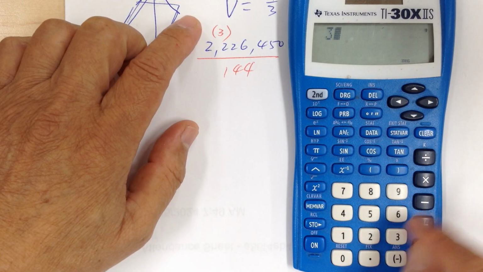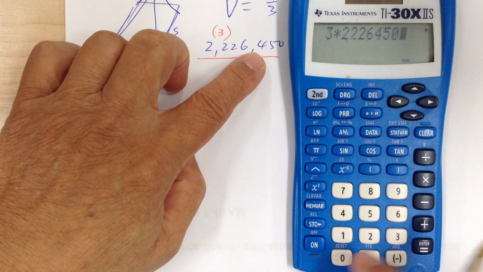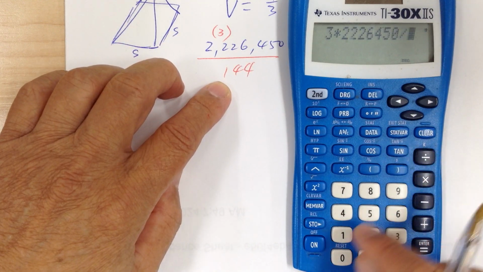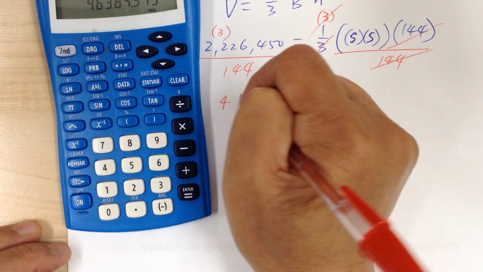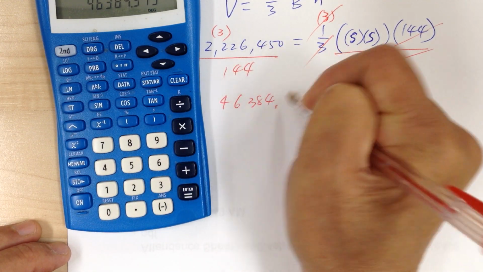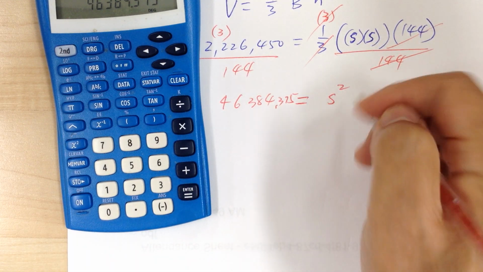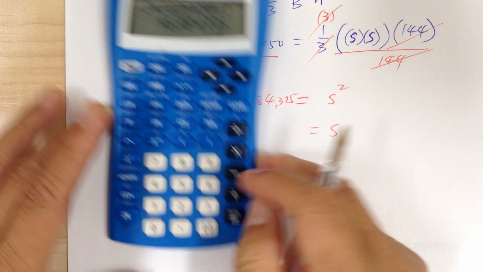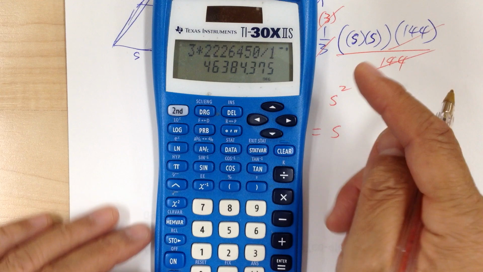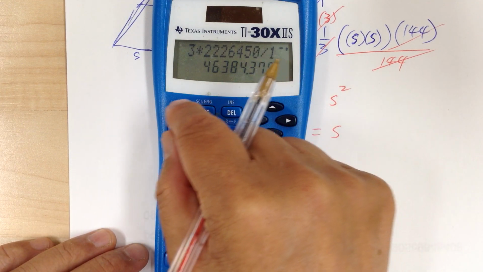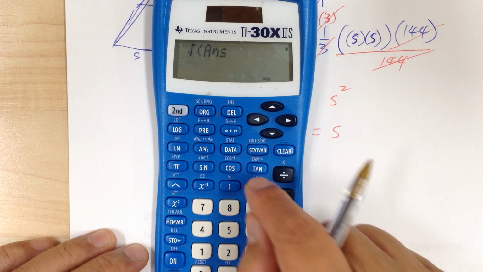So 3 times 2,226,450 divided by 144. So it would be 46384.375. Now to find S, you take the square root. Since you have this number already, don't clear. Just use this number. Do not clear. You just take the square root of the answer that we got from before.